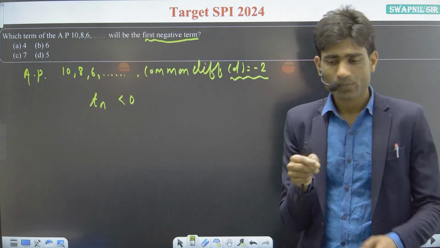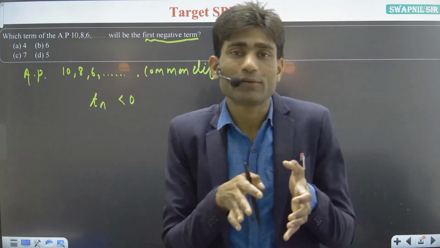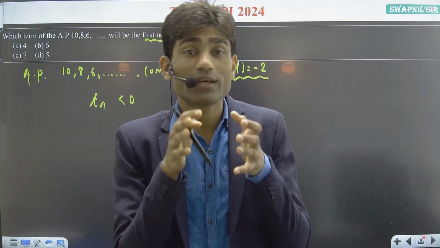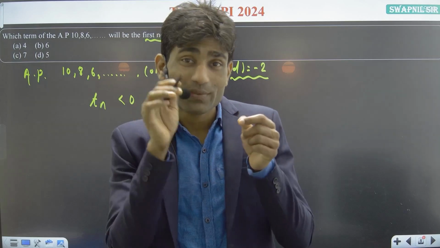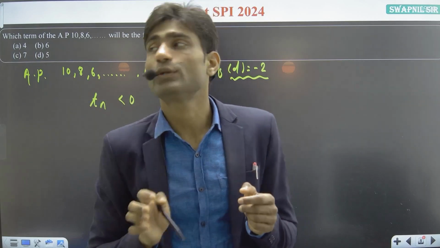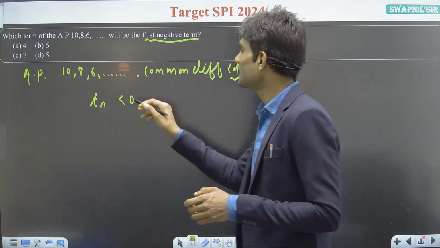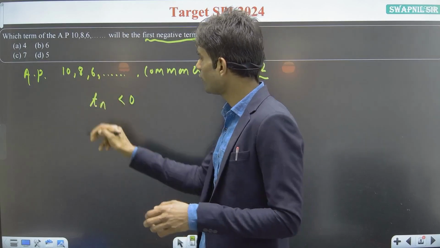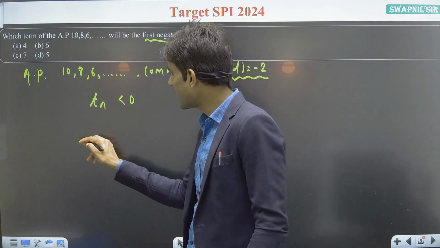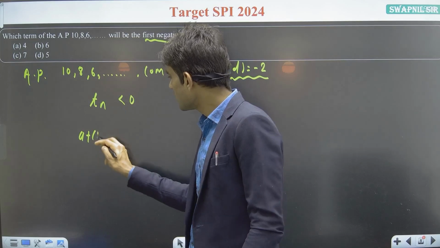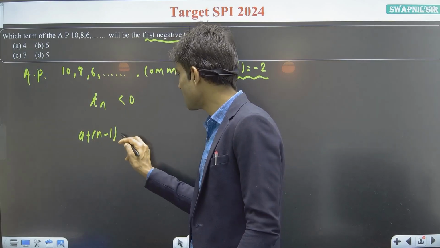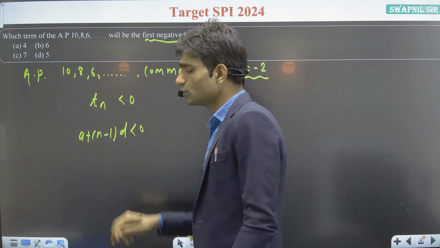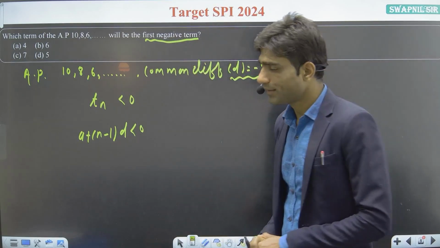Think about it. When we have the first negative term, that means the nth term is negative. That means we write Tn smaller than 0 here, okay. So if Tn is smaller than 0, then put the formula for Tn. Tn can be written as a plus n minus 1 into D. Tn is equal to a plus n minus 1 into D. This is smaller than 0 here, okay.